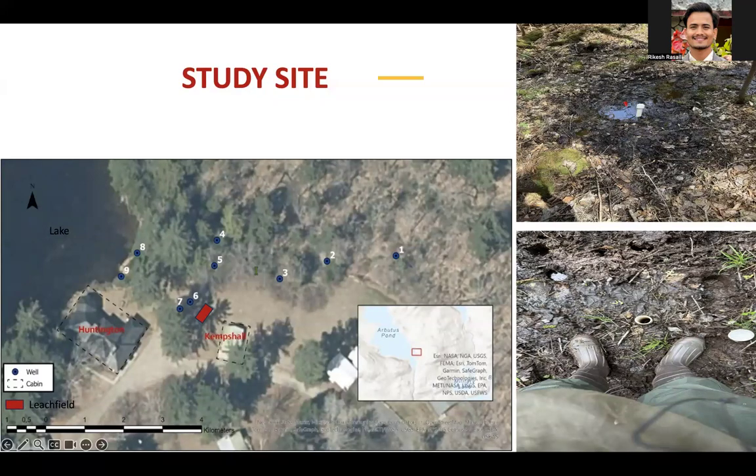Wells 6 and 7 are located directly down gradient of the leach field, which allows us to track septic-derived signals as they move through groundwater towards the lake. So with this setup, we can directly evaluate both groundwater flow and water quality responses.